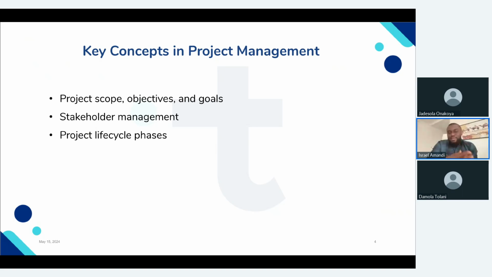They are stakeholders. And the way you manage each stakeholder differs. The way you manage stakeholders who are part of delivering the project differs from the way you manage stakeholders who are sponsors to that project. And as well, it differs from the way you manage stakeholders who are beneficiaries from that particular project.